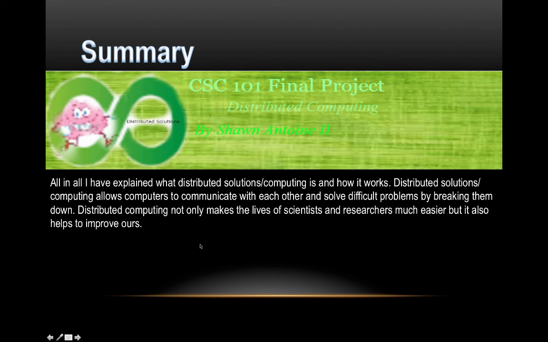Summary. All in all, I have explained what distributed solutions/computing is and how it works. Distributed solutions/computing allows computers to communicate with each other and solve difficult problems by breaking them down. Distributed computing not only makes the lives of scientists and researchers much easier, but it also helps to improve ours.